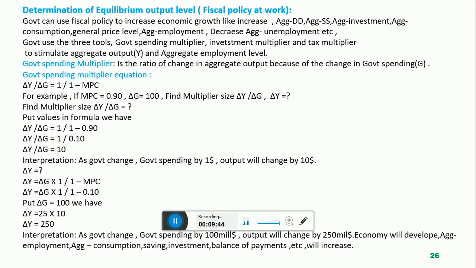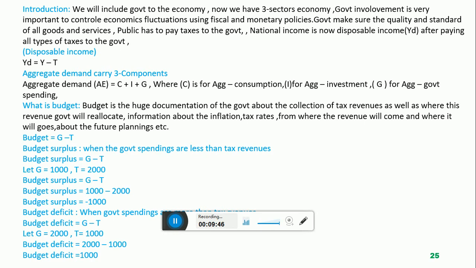Let me take you to the components of aggregate demand. This is aggregate demand, which carries three components. You can see in here aggregate demand carries three components. AE stands for aggregate expenditure, E for expenditure, A for aggregate demand: C plus I plus G.